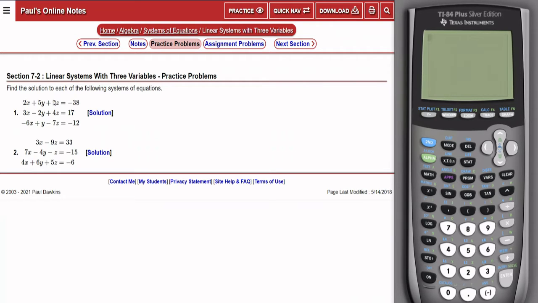So as you can see, we have 2x plus 5y plus 2z equals negative 38, 3x minus 2y plus 4z equals 17, negative 6x plus y minus 7z equals negative 12.